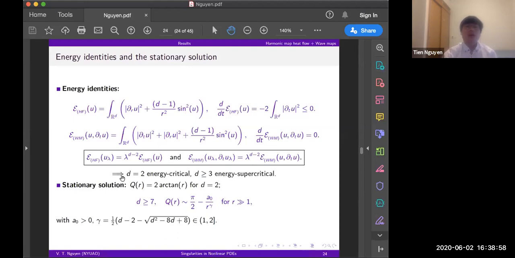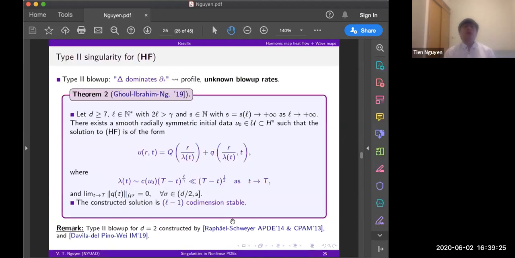We also know that there is a stationary solution, which is given explicitly by this formula in dimension 2. And in dimension greater than 7, we know that the solution behaves like this, like pi over 2 when r goes to infinity. Here, the next order depends on the dimension of the problem.